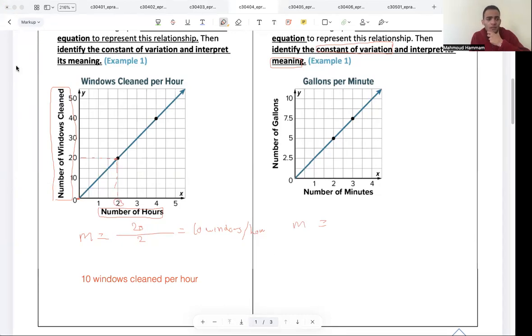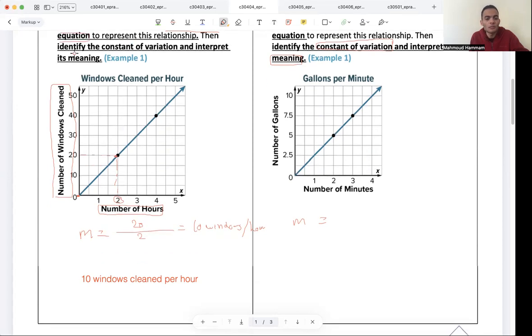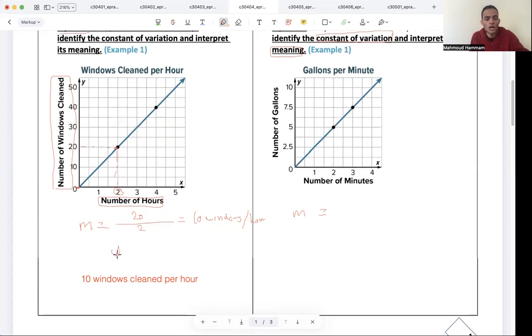Your question, Adham, this one is proportional. I got the m, I got the meaning, but take care. He may also ask for the equation. Look, he's asking for the direct variation equation. My equation is y equals 10x. Do I need to add a b? No. Why? Because it's passing through the origin point, so I don't have a b.